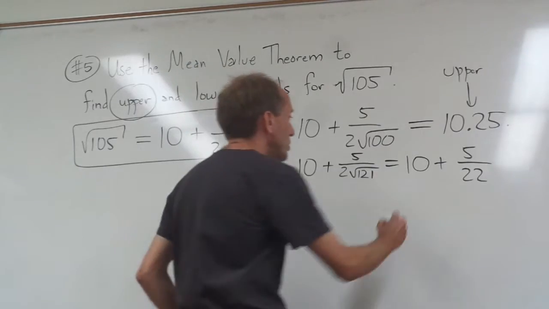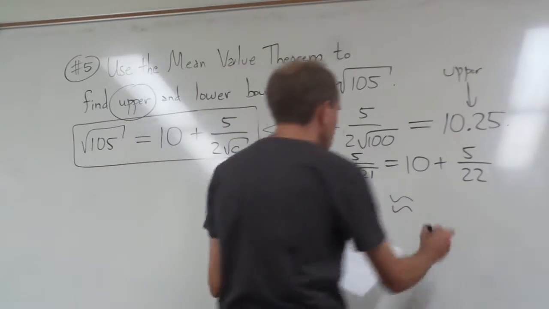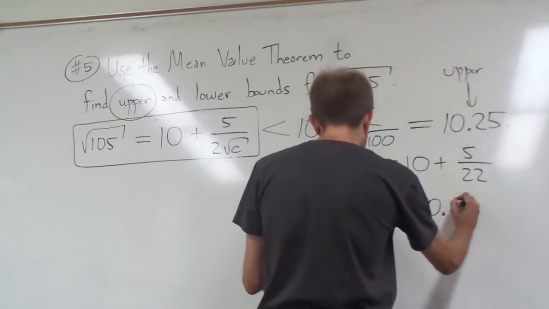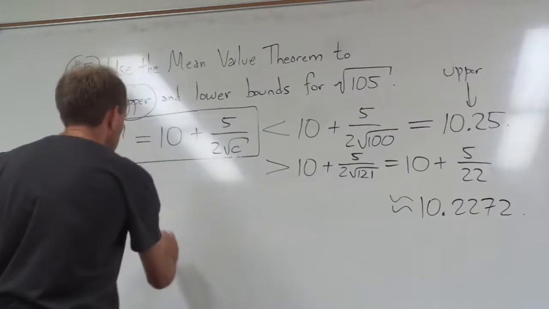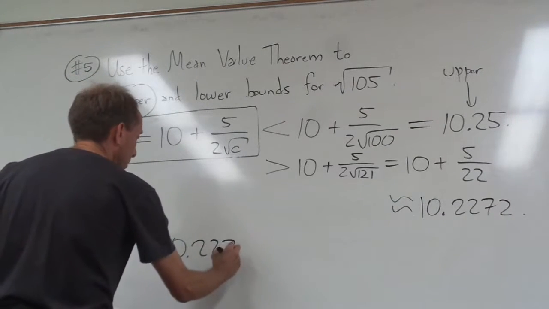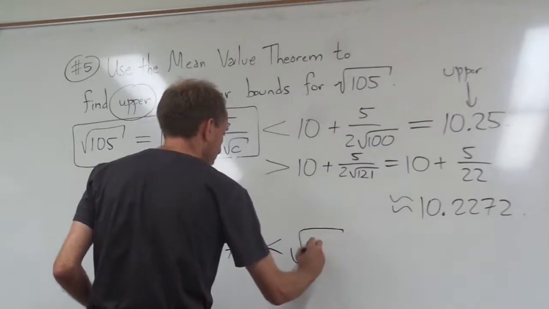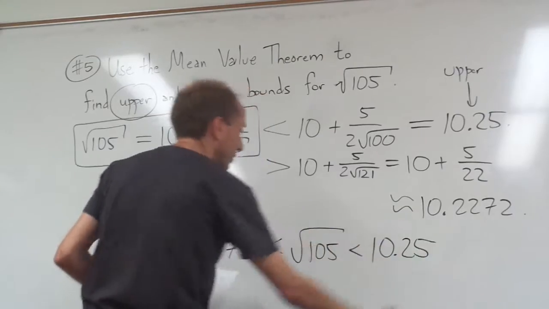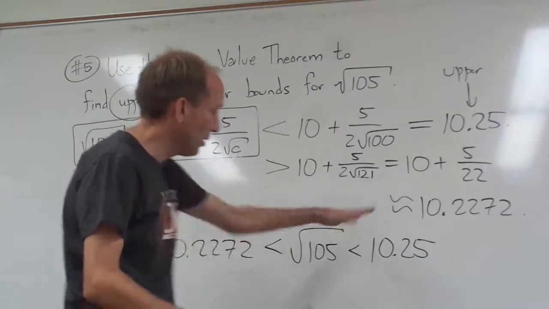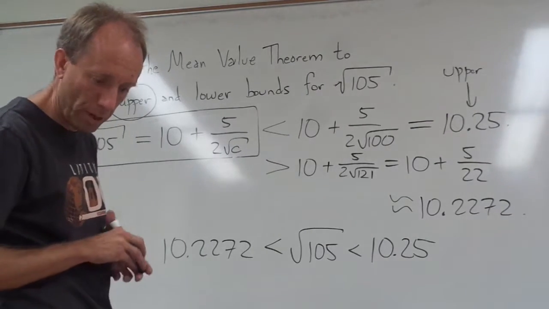So we use that, and it turns out you get, I've got this calculated. This, of course, was done with a calculator, but you get 10.2272. So at the end of the day here, 10.2272 is less than radical 105, is less than 10.25. So it's somewhere between those two numbers. That's your estimate that you are looking for.